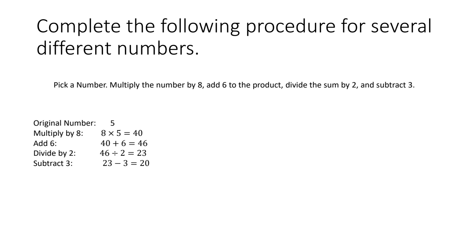So for example, if the number is 5, you multiply it by 8, so you get 40. Then you add 6, it becomes 46. Divide by 2, half of 46 is 23. And subtract 3, and your final answer is 20. And as it turns out, the answer is always 20.